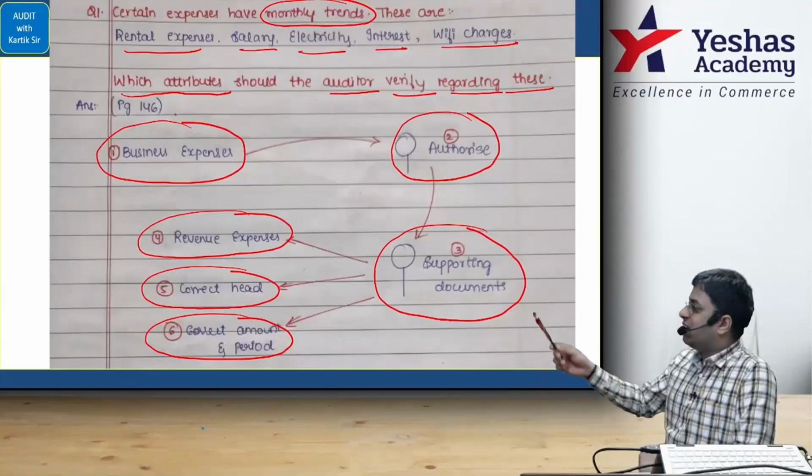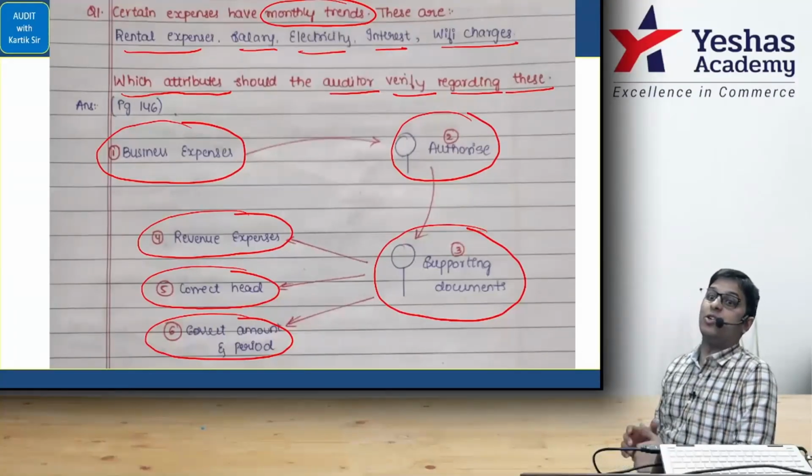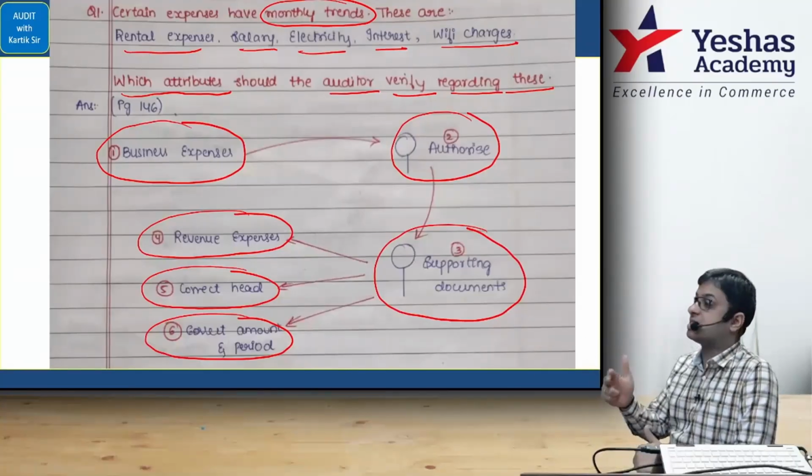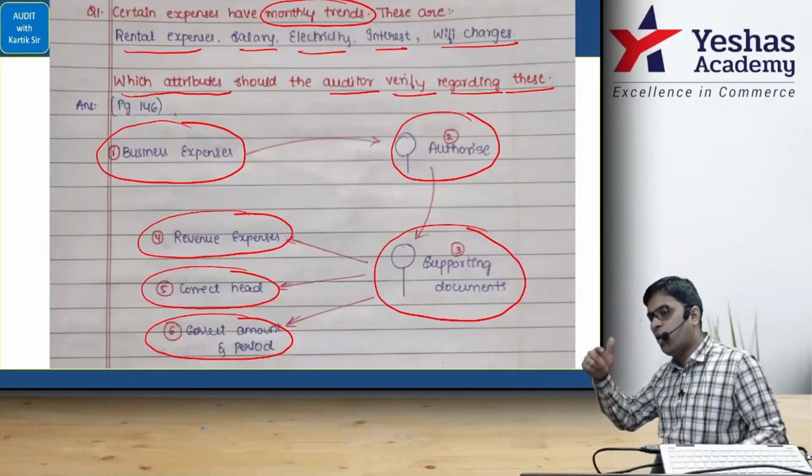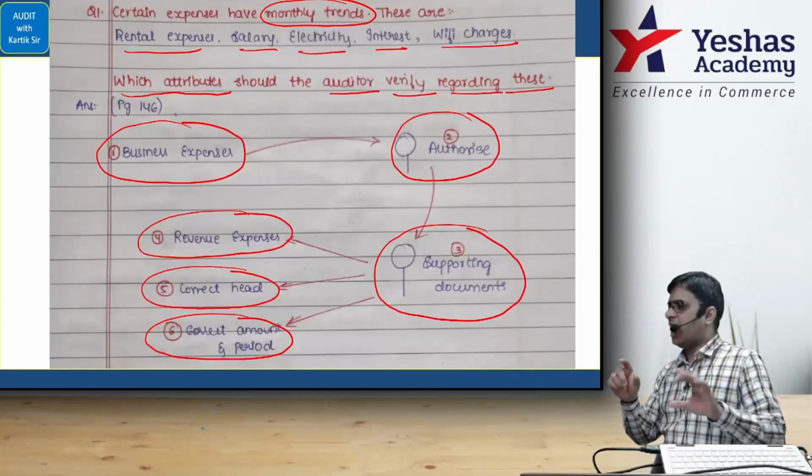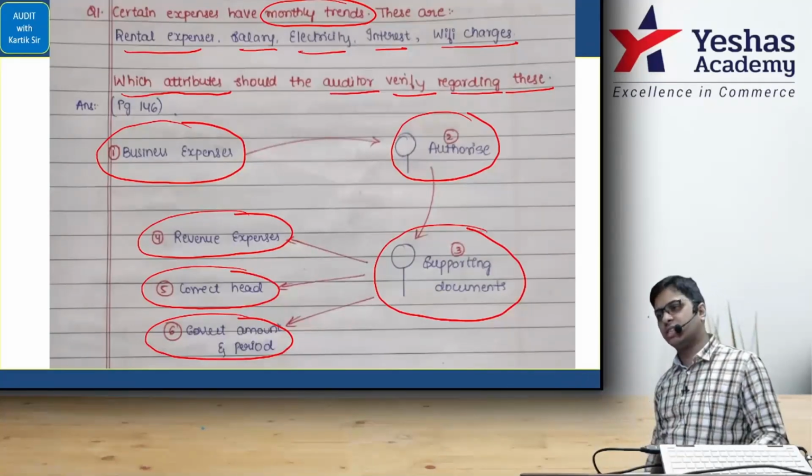Tell me. In this case, regarding monthly expenses, what will you check? Please tell me first. You'll check the business expenses. You see, authorized. You'll check supporting document. Then tell me revenue expenses. Then you'll check correct head and correct amount and period. Simple to understand this area.